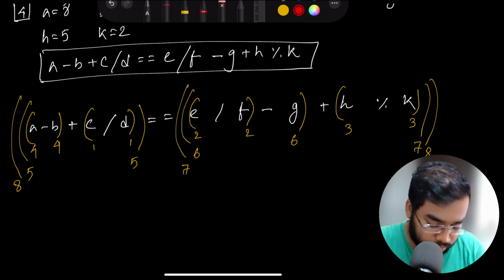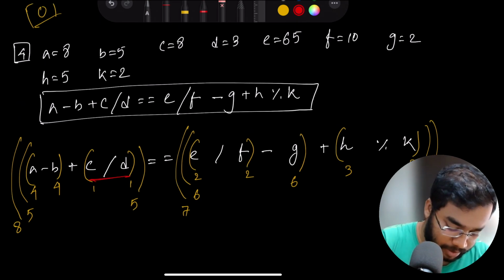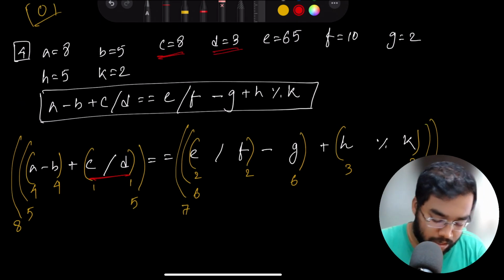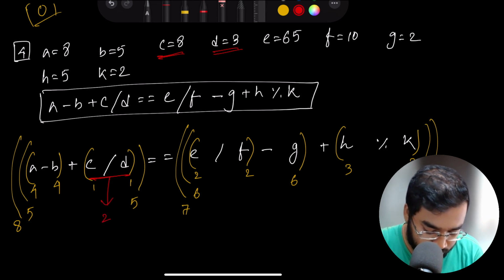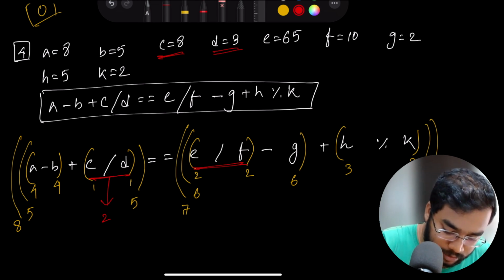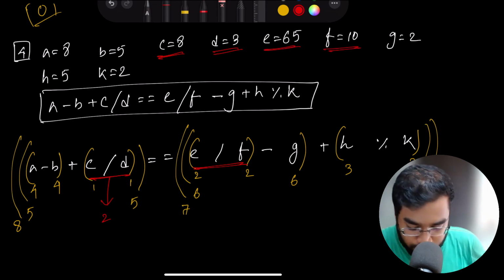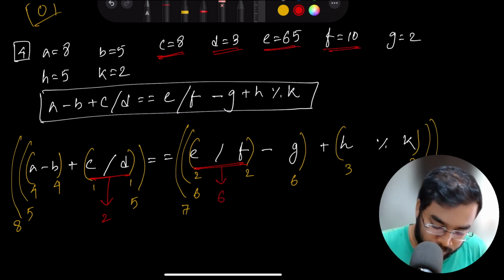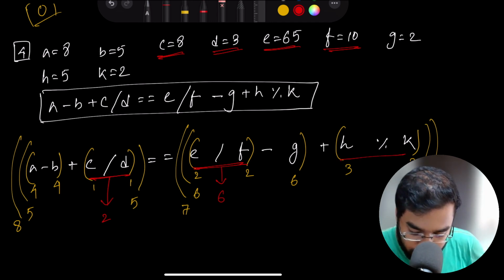So number 1, C divided by D. C is 8, D is 3. So 3 into 2 is 6, that means it's 2. Then number 2, E divided by F. E is 65, F is 10. So it would be 6, obviously. Then number 3, H modulus K.